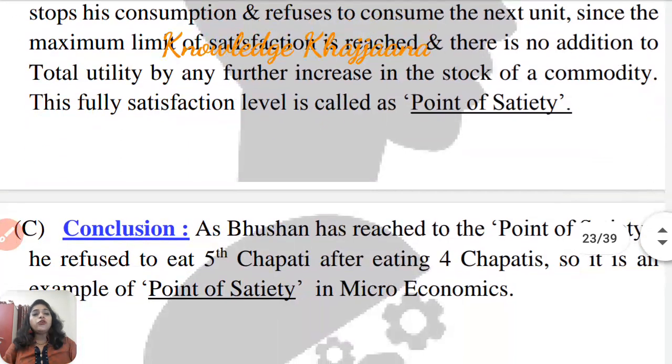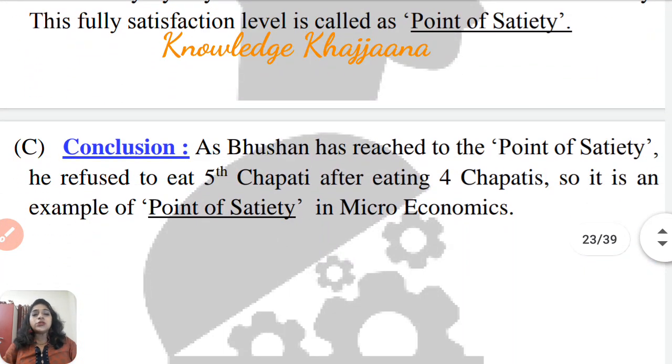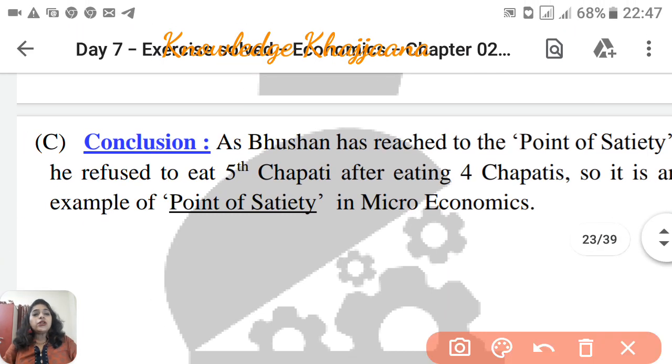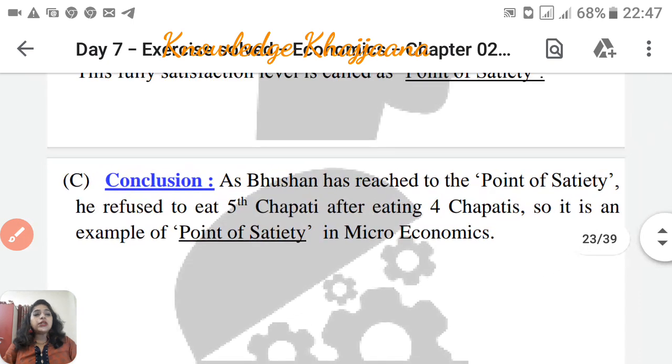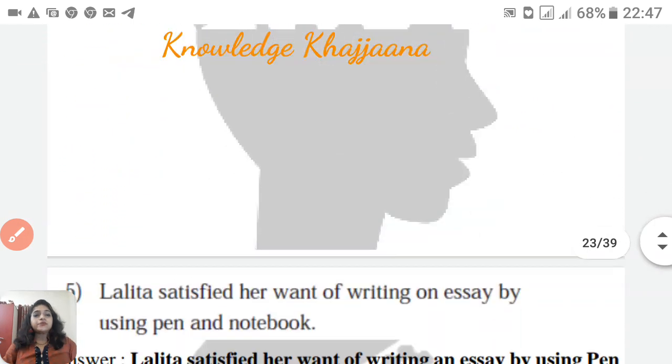Okay, now we have to relate it. What did Bhushan do? Bhushan had 4 chapatis and he refused to have the 5th chapati because he had reached the point of satiety. See, as Bhushan has reached the point of satiety, he refused to eat the 5th chapati after eating 4 chapatis. So it is an example of the point of satiety in microeconomics.